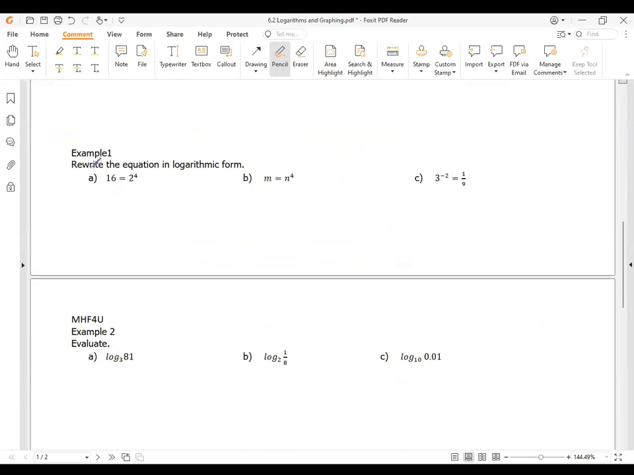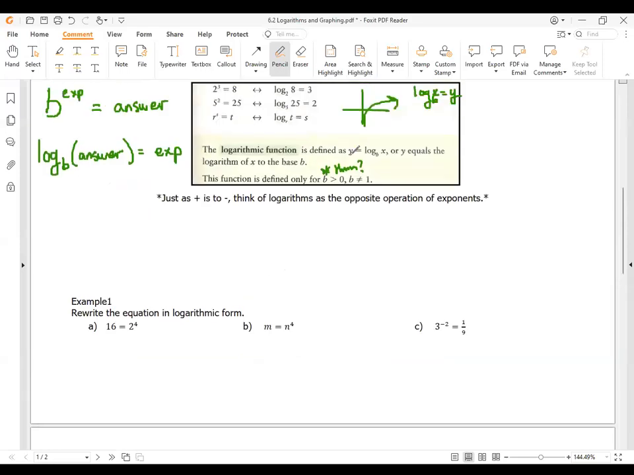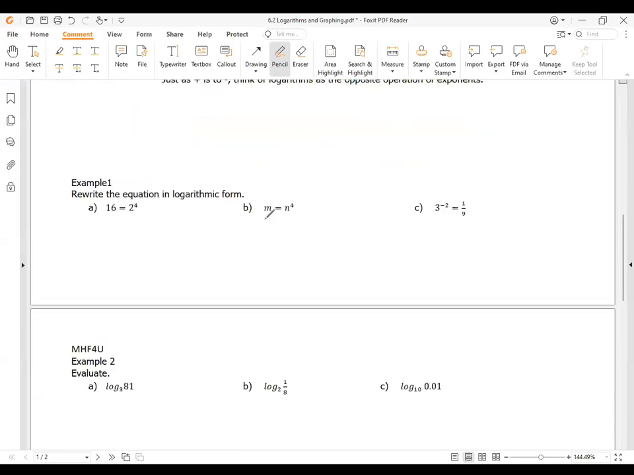questions. Rewrite the equation in logarithmic form. And this is why I can't have you using a calculator for the quiz. I need to see that you can take an exponential equation and turn it into a logarithm. 16 is equal to base 2 to the power of 4. So change that into the logarithm narrative. What's the base? 2. So using log of base 2, what's my answer? If the answer is 16, the exponent is 4.